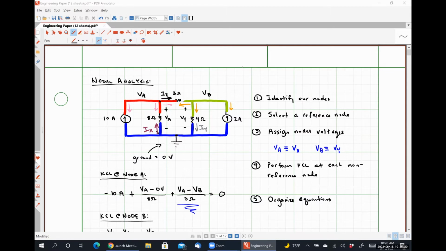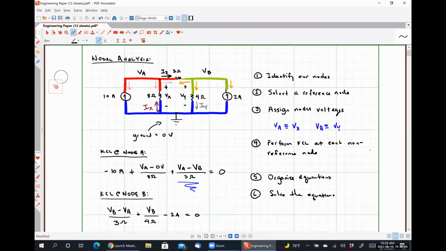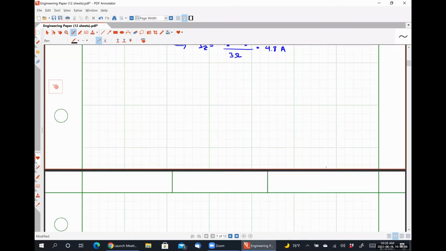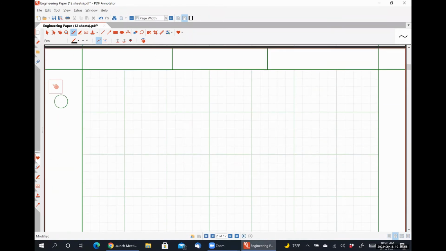So let's work another example problem using these exact same steps, but now I'm going to introduce in a dependent source, okay? It's gonna change things by one step. Oh, and I forgot to write step 6 down, which was solve the equations. So let's look at the following circuit.